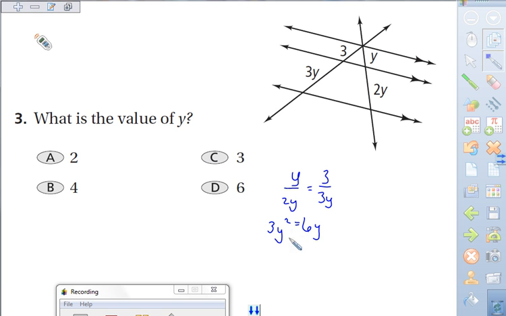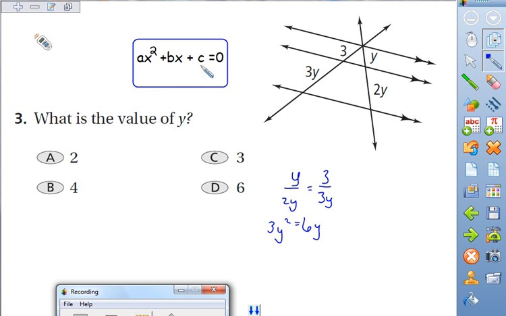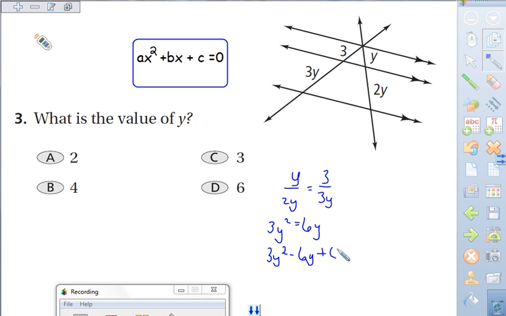Again, I need to get this into standard form. And this is what standard form looks like. So I'm going to subtract the 6y. And I get 3y squared minus 6y plus 0, if you want to fill that value in, equals 0. And now I need to solve this. Well, I can't solve it algebraically, so I need to factor it again.